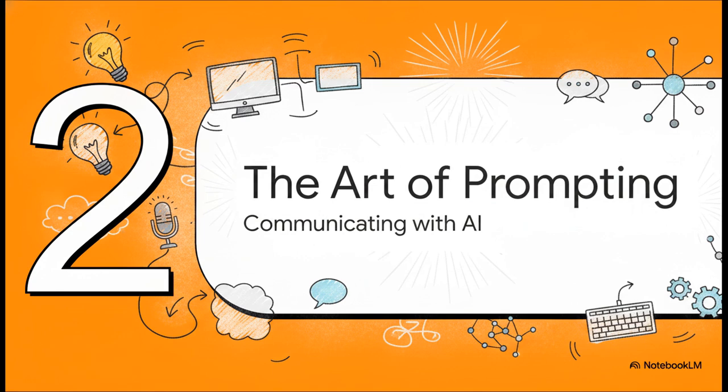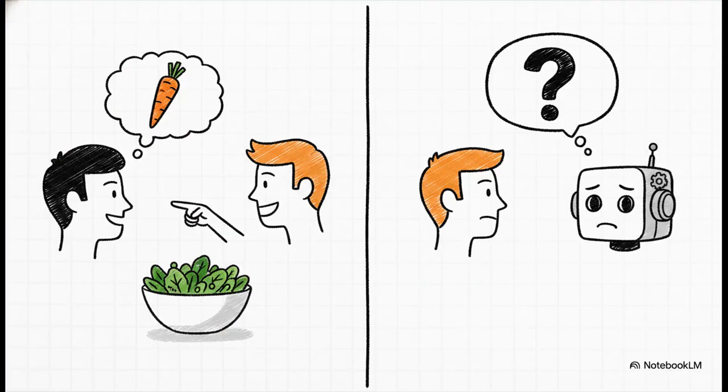Section 2, the art of prompting. Now that we know the tools, we really need to talk about how we communicate with them. The absolute golden rule of prompting is this: always surface the implied context. Think about it this way: if your vegetarian friend asks you for a restaurant recommendation, you instinctively know to suggest vegetarian-friendly spots, right? They don't have to explicitly remind you that they don't eat meat. That context is implied because of your relationship.